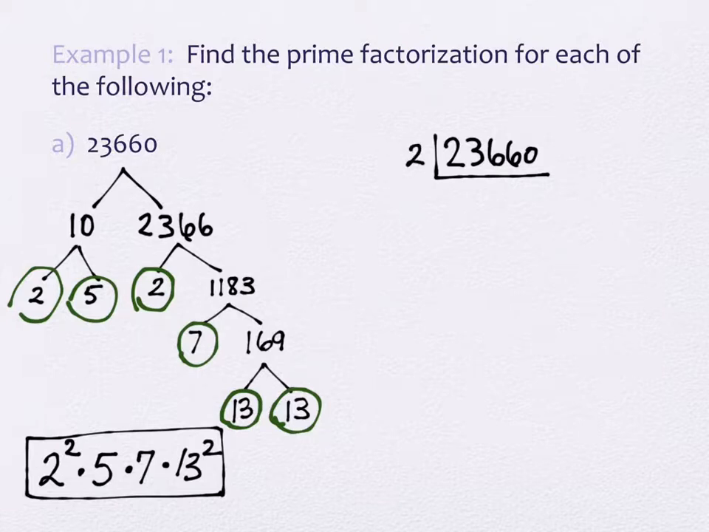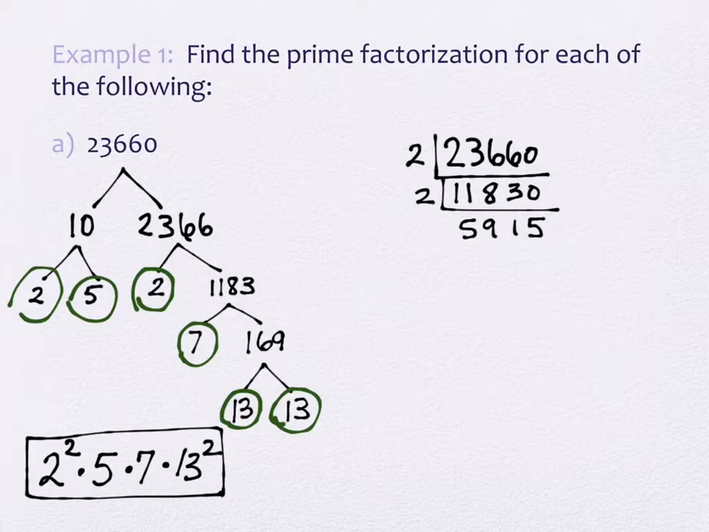So if you grab your calculator, what is 23,660 divided by 2? 11,830, right. Is it still divisible by 2? It is, because it ends in 0. So what's 11,830 divided by 2? What was it? 5,915. Right. Okay, is it still divisible by 2? No. Is it divisible by 3? No, because if you add them together, they won't end up being something divisible by 3.